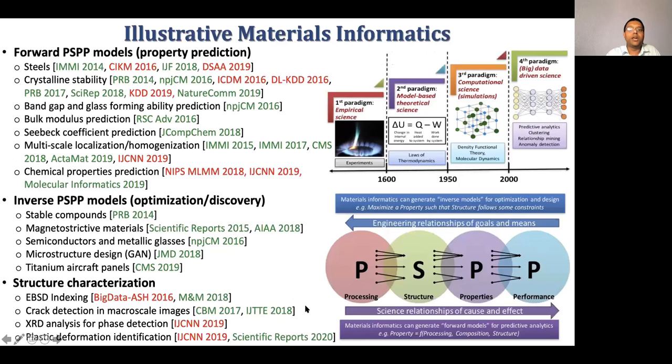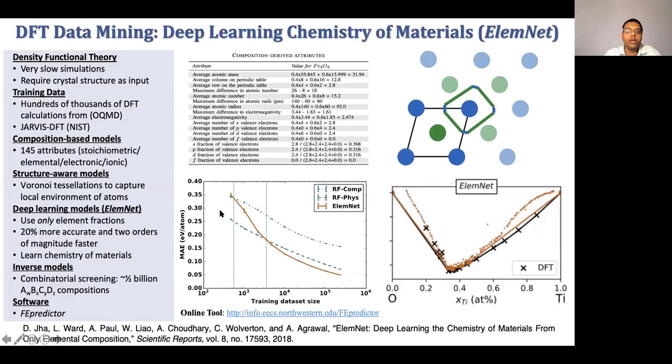So these are some of the works that we have done over the last 8 to 10 years, in terms of forward models. So forward models are property prediction. So given a material, what's the property? That's a forward model. And inverse models are given a property, what is the material? So it's an optimization or discovery problem. And then structure characterization is technically an inverse problem, but I've listed it separately because it has some unique challenges because of dealing with image data. So of course we can't go through everything here, but we'll look at a few examples, particularly those that deal with deep learning. So let's begin.